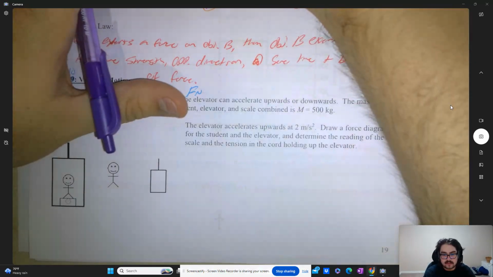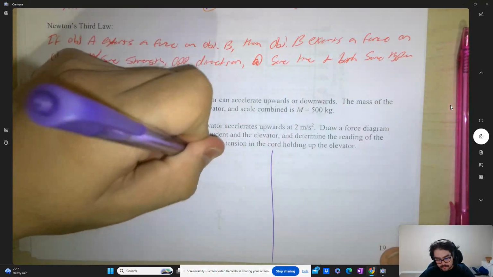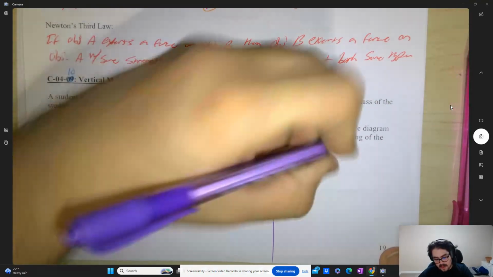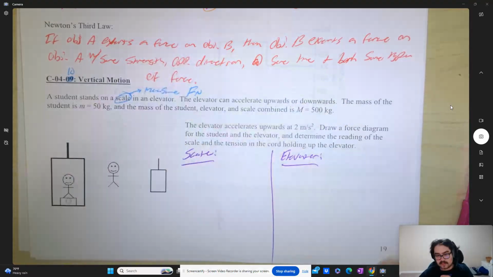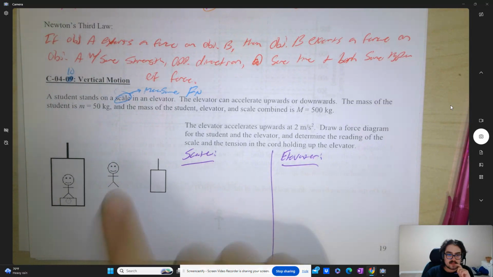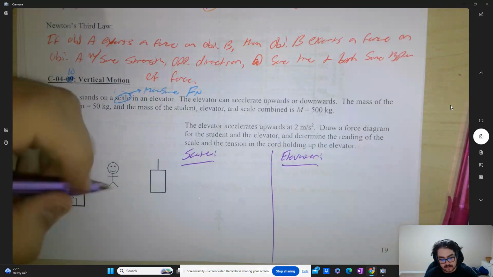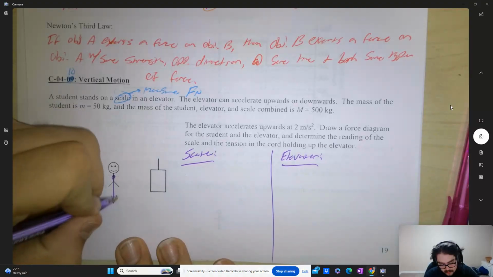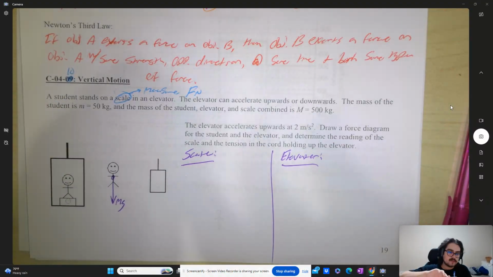The best way to do this, in my opinion, is to divide this into two problems. I'm going to do the scale, and then I'm going to do the elevator. So I'm going to start with the scale. When the student is in the elevator, he has two forces acting on him. He has mg going down, little mg, because he's just a student, but he also has normal force going up. Now, here's the thing that's important.